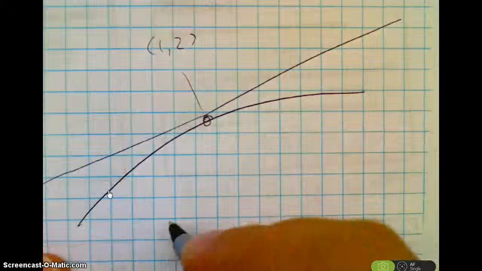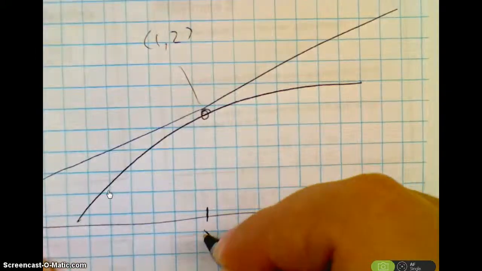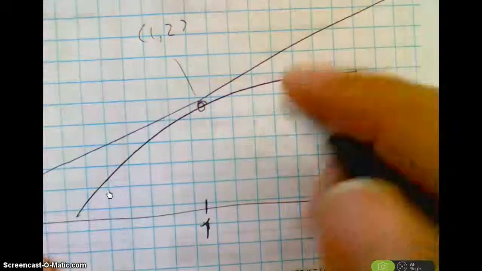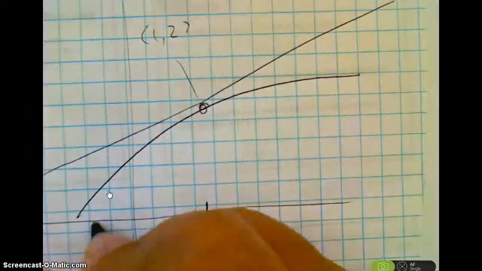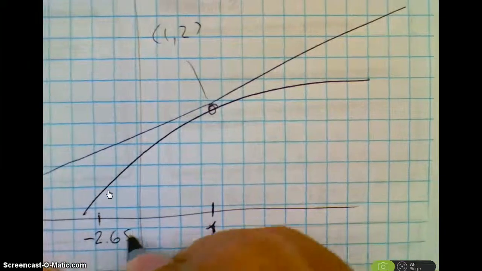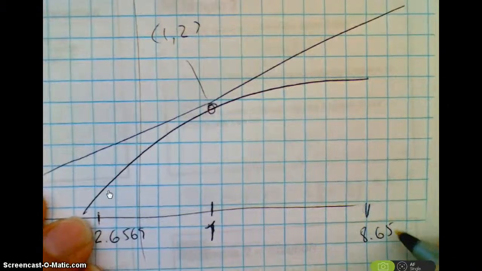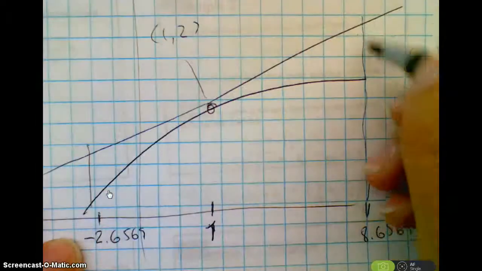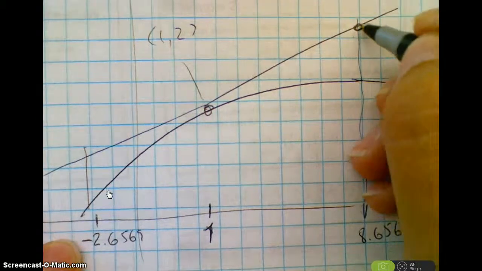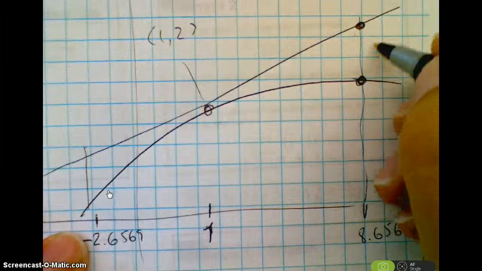That means that whenever x, this is x equals 1, whenever x is between negative 2.6569 and 8.6569, between those x values, the difference between my approximation and the real y value is less than 0.5.